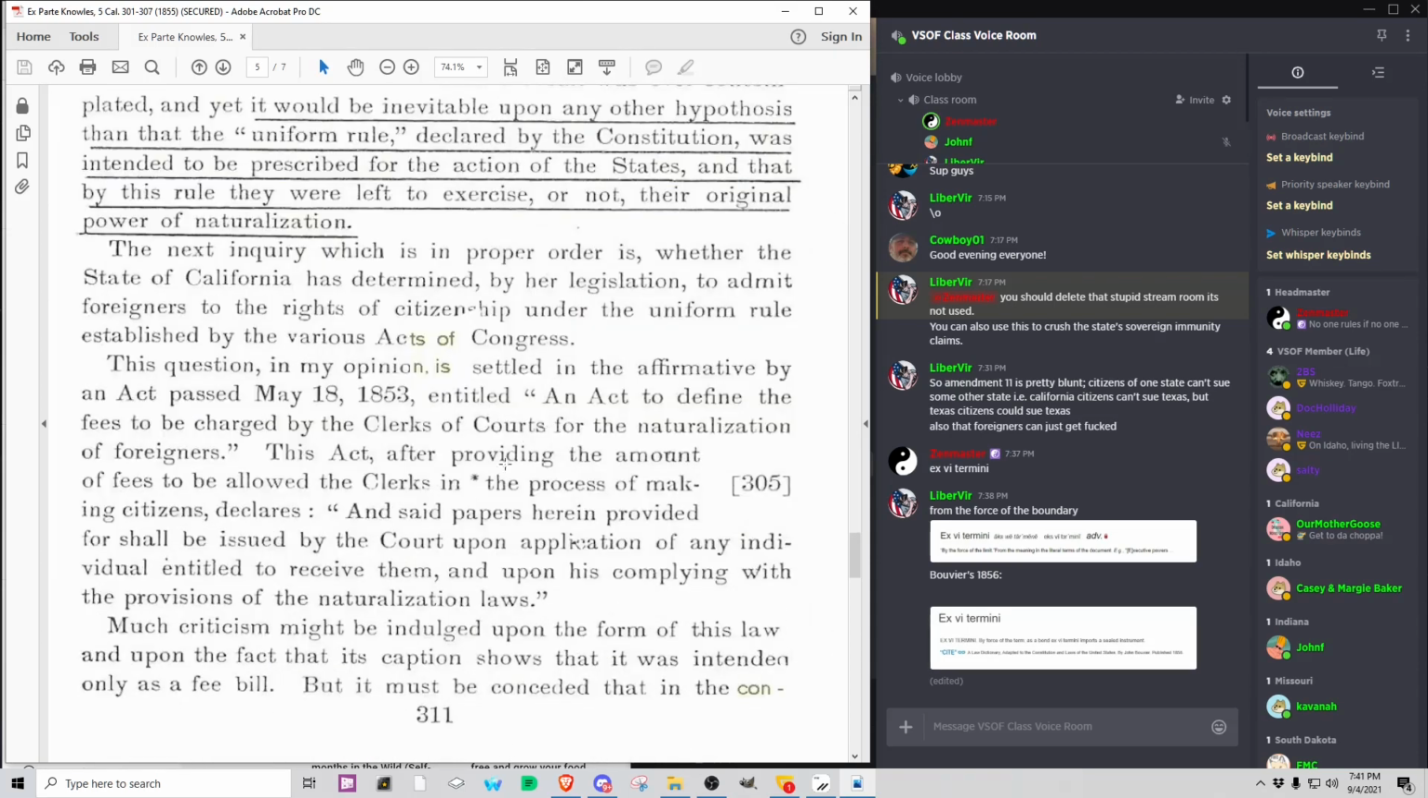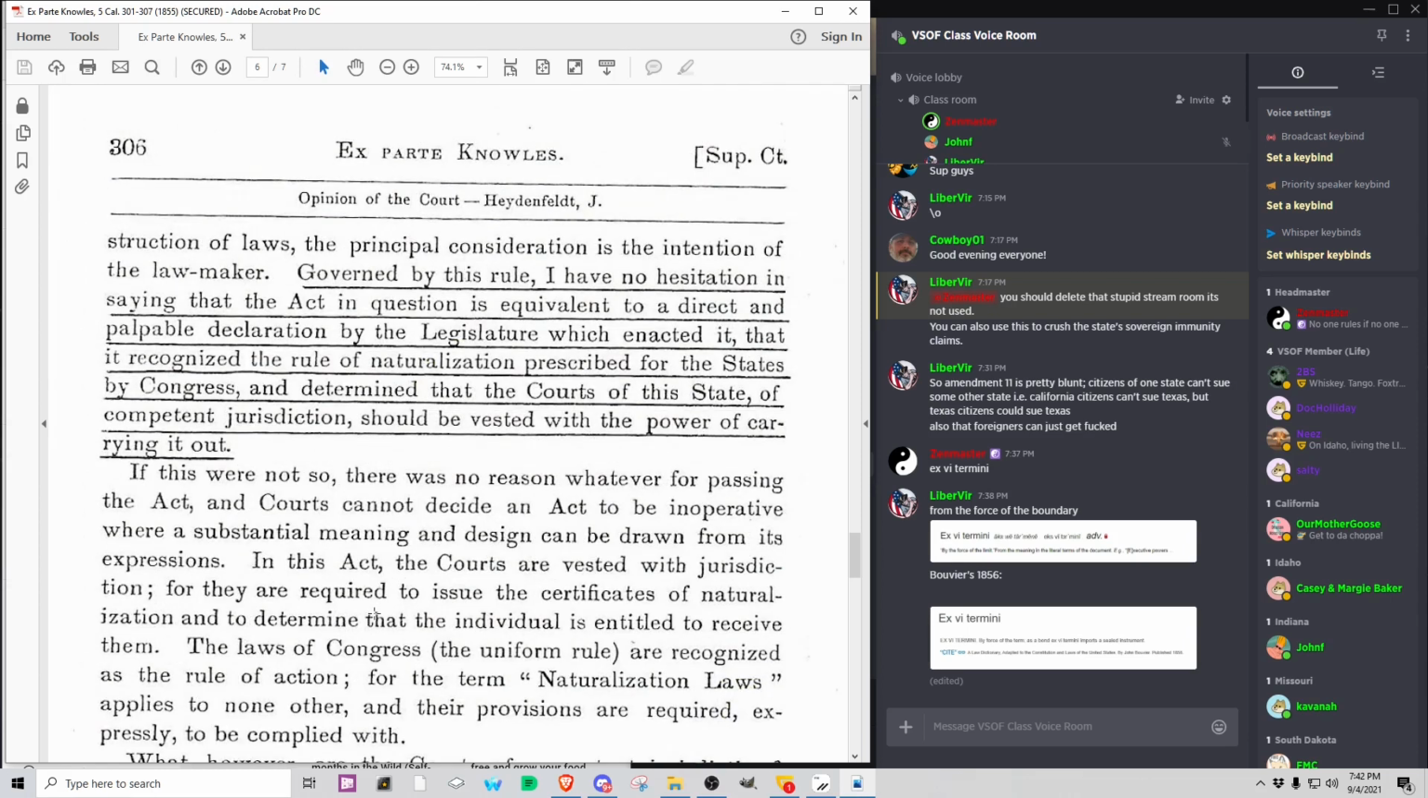And then much criticism might be indulged upon the form of this law and upon the fact that its caption shows that it was intended only as a fee bill. But it must be conceded that in the construction of laws, the principal consideration is the intention of the lawmaker. Governed by this rule, I have no hesitation in saying that the act in question is equivalent to a direct and palpable declaration by the legislature which enacted it, that it recognized the rule of naturalization prescribed for the states by Congress and determined that the courts of this state of competent jurisdiction, meaning courts of common law, should be vested with the power of carrying it out.